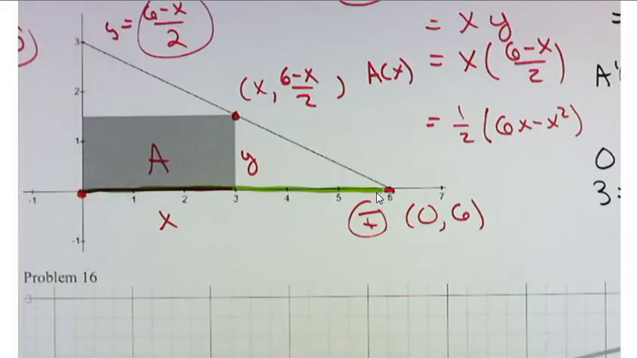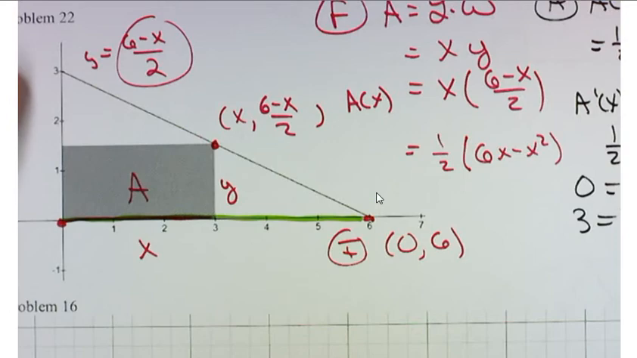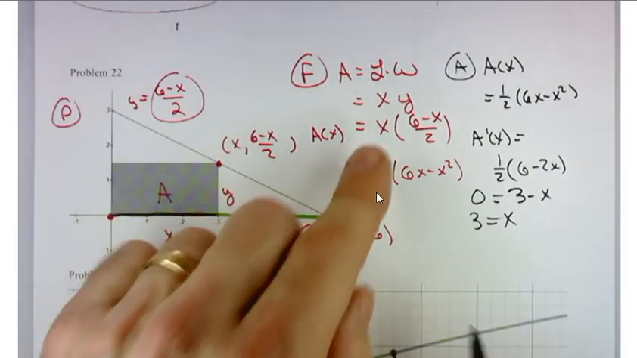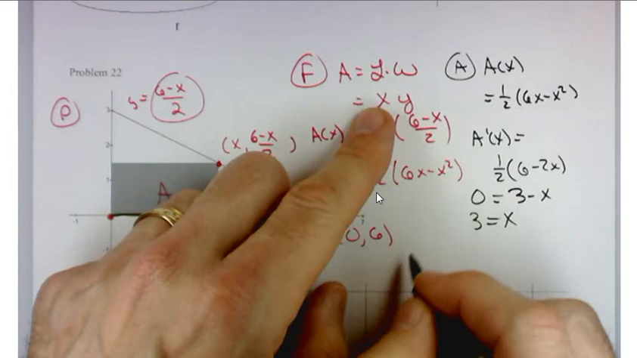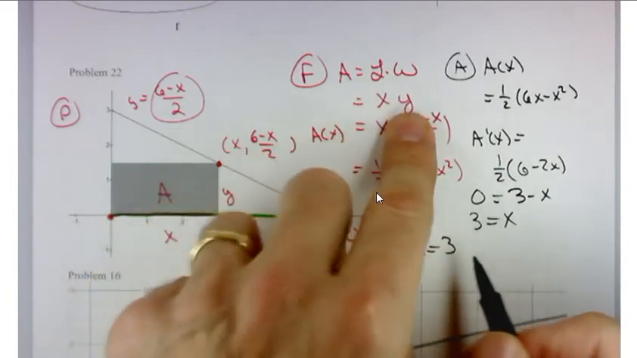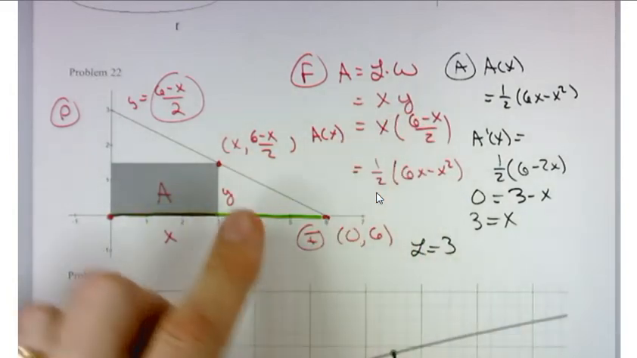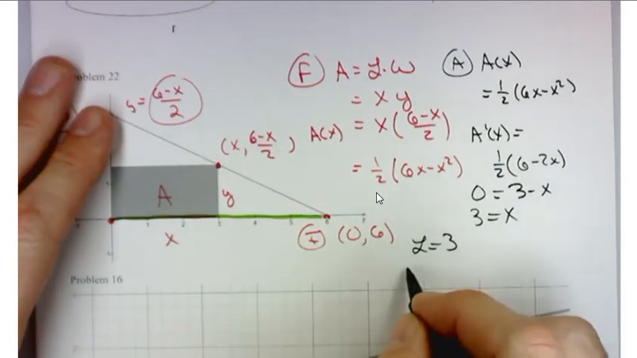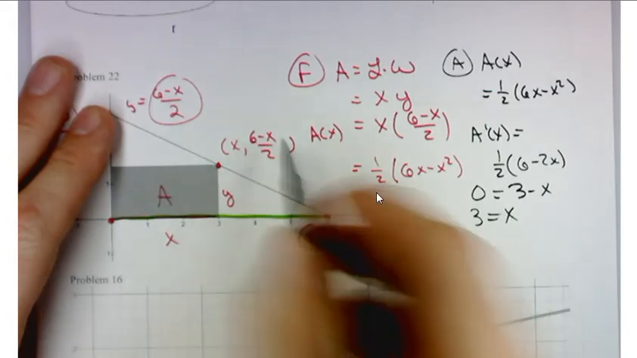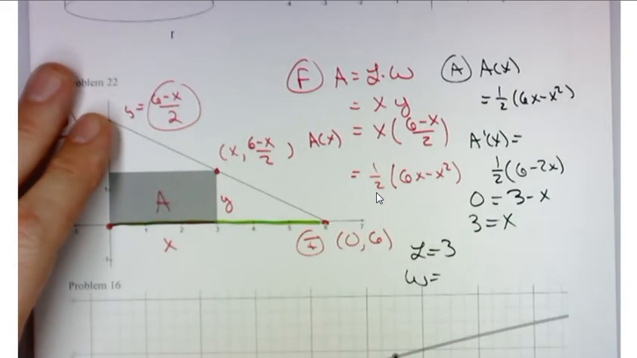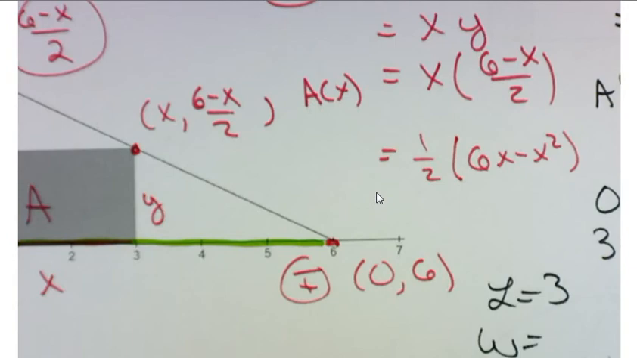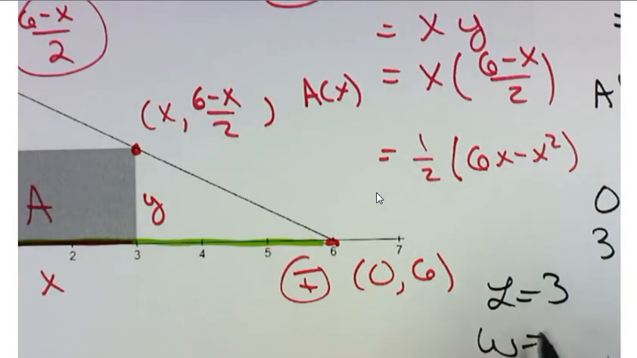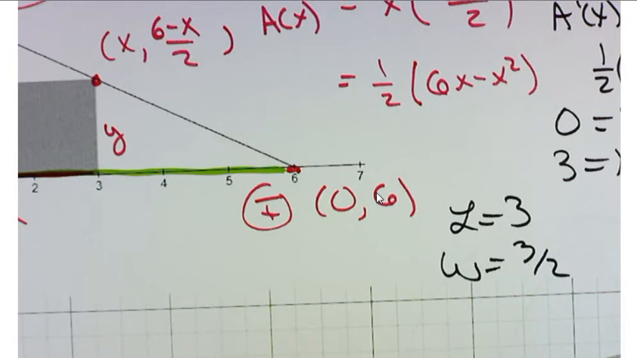Let's find the actual lengths of these sides. So the length of one side is x, which is 3. The length of the other side is y. But when x equals 3, that width is what? Not quite 1/2. Yeah. 6 minus 3 is 3, so 3/2. So there's your length and width of the rectangle that maximizes the area.